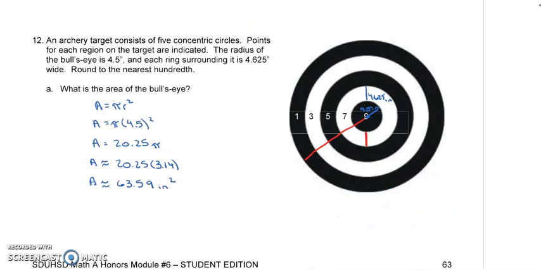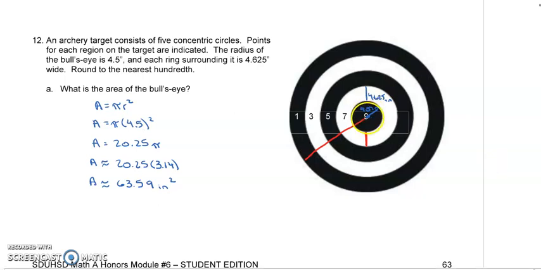Okay, let's see how you did. So I start by finding the area of the bullseye, which has a radius of 4.5. So area equals pi r squared. Substitute in the 4.5. 4.5 squared is 20.25. And then approximate with your pi. So we get that the bullseye is approximately 63.59 inches squared.